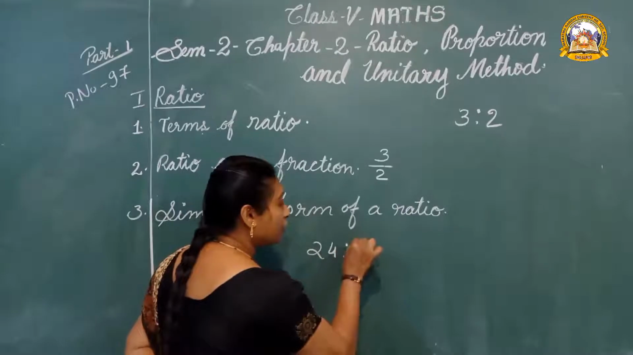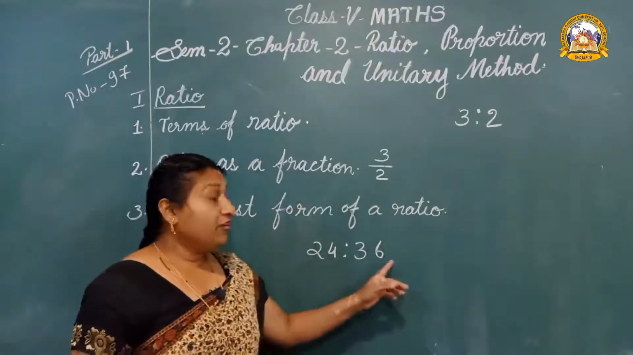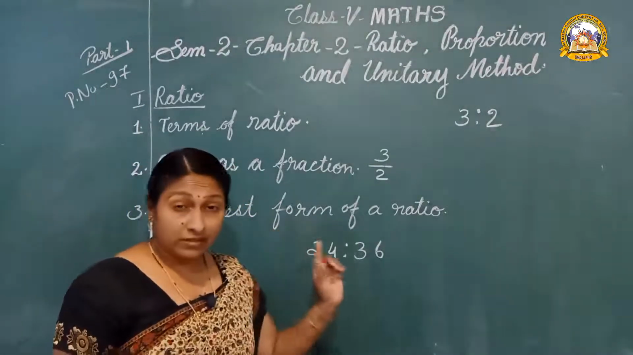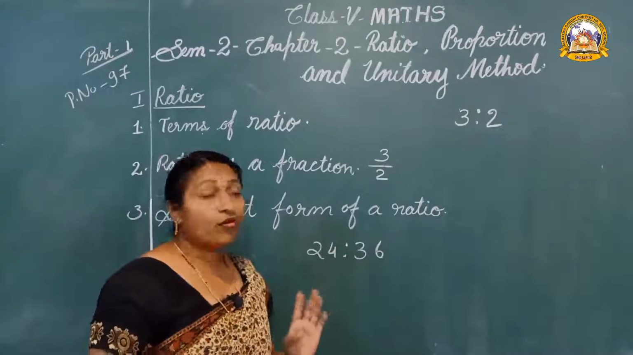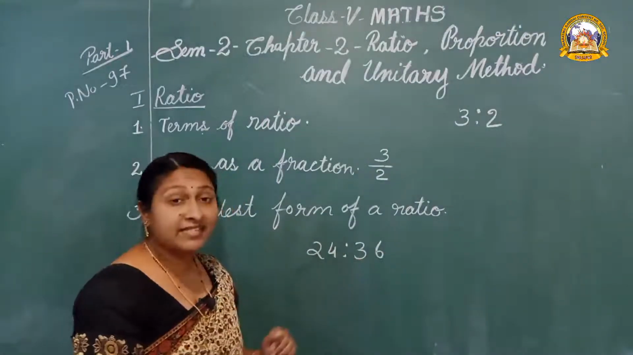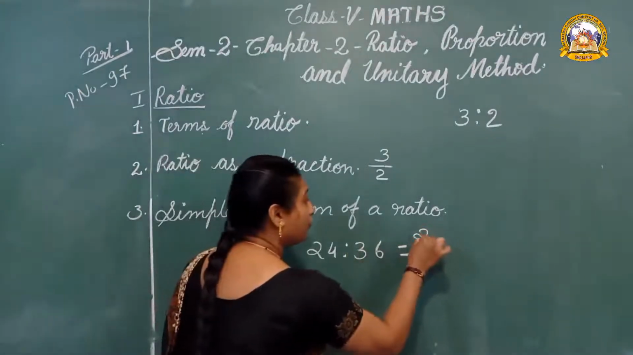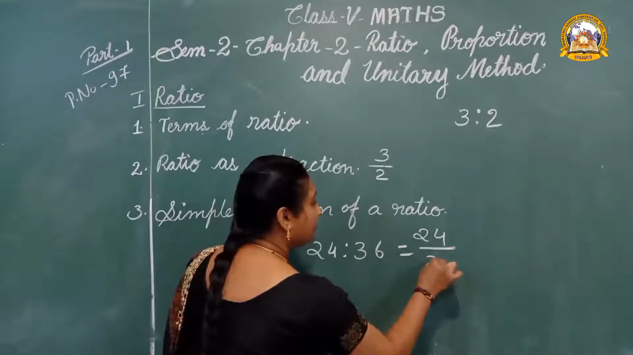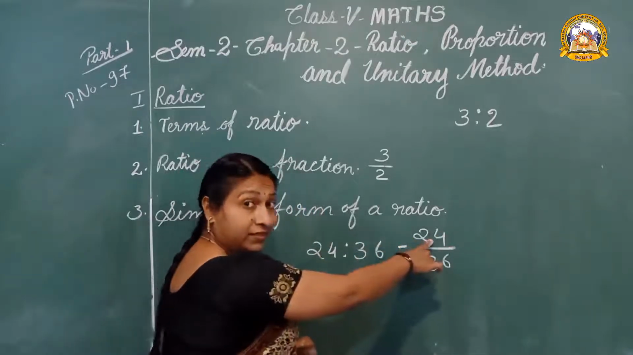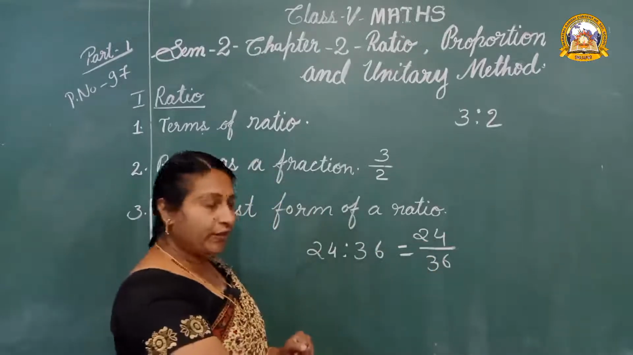24 is to 36. Here we have to find the lowest term or simplest form of this ratio. First, let us write them as a fraction. How can we write that? 24 upon 36. The first term should be the numerator and the second term should be the denominator.